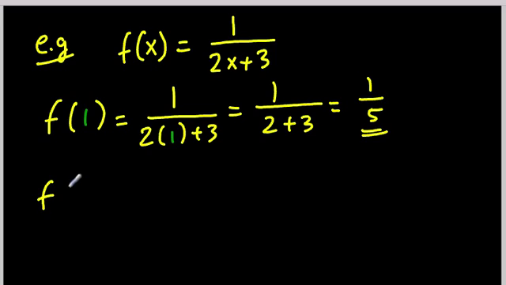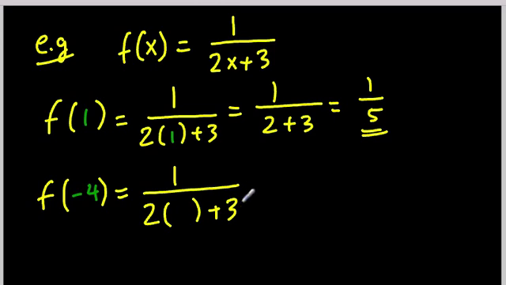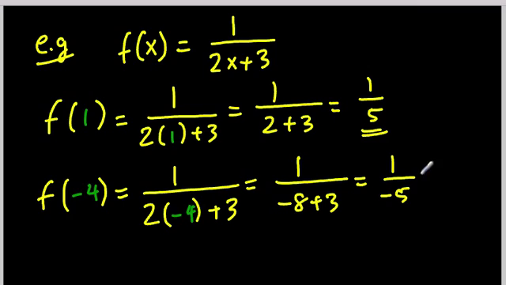Let's try a different number. Let's say I have f of negative 4. That's equal to 1 over 2 times the input, plus 3. Whatever the input is will go right there. So what's 2 times negative 4? Well, that is 1 over negative 8 plus 3. And negative 8 plus 3 is negative 5. So it's 1 over negative 5, or another way to write this is negative 1/5. So when I have an input of negative 4, I have an output of negative 1/5.